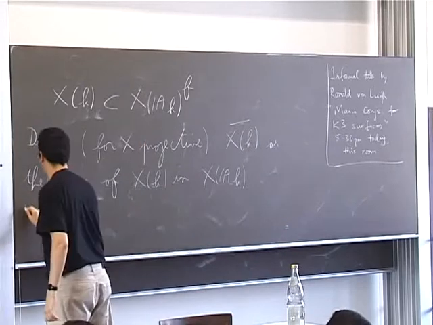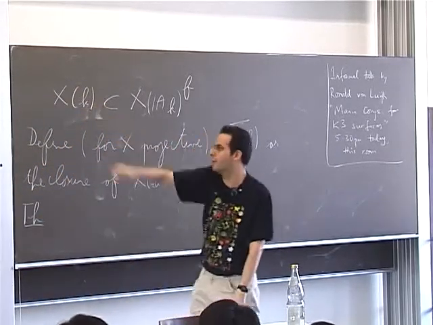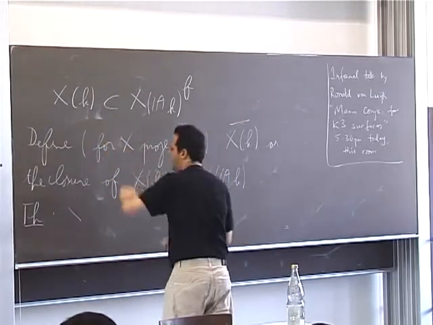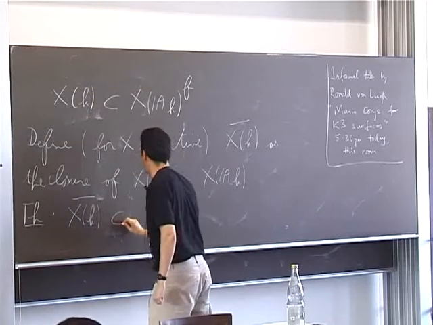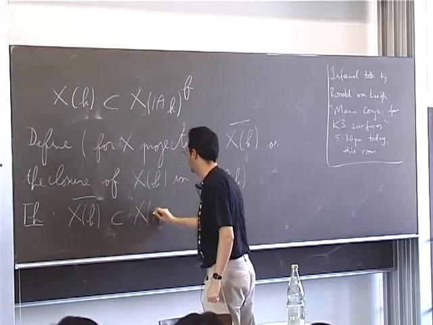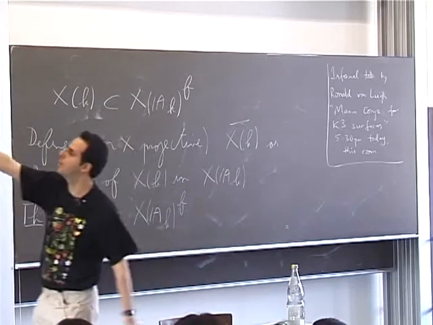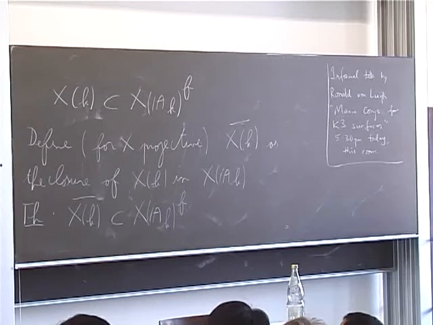Then you have the following theorem that you can find, for example, in our paper or in Skorobogatov's book. Actually, not only X(k), but the closure of X(k) is a subset of this special set X(A_k)^f, for any torsor f from Y to X under any group G.